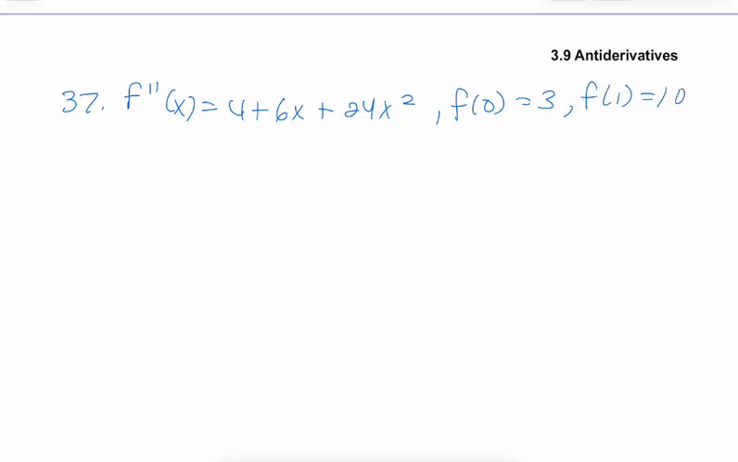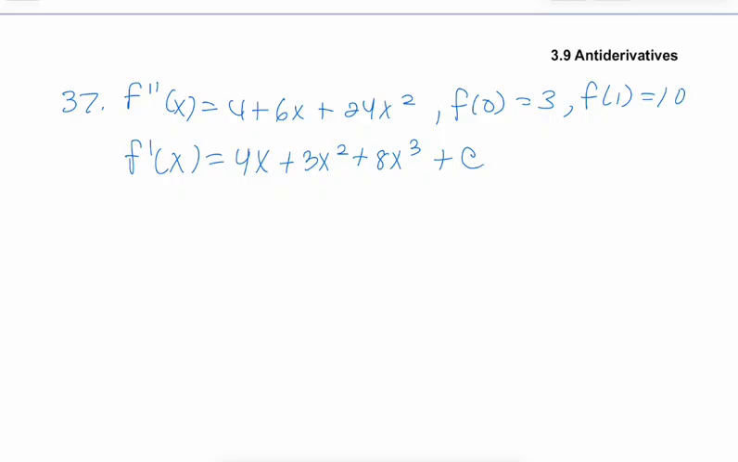This one is kind of an interesting case. Let's go backwards one. Our first derivative will be 4x plus 6x squared divided by 2. That's going to be 3x squared plus 24x cubed divided by 3, which is 8x cubed plus c.